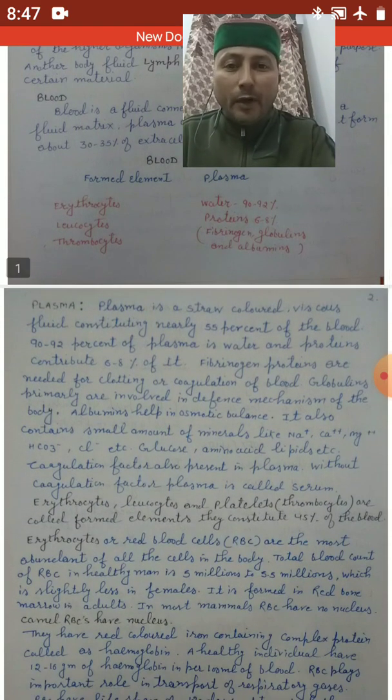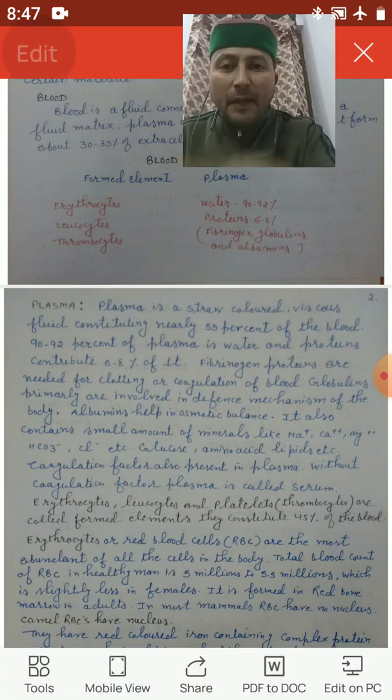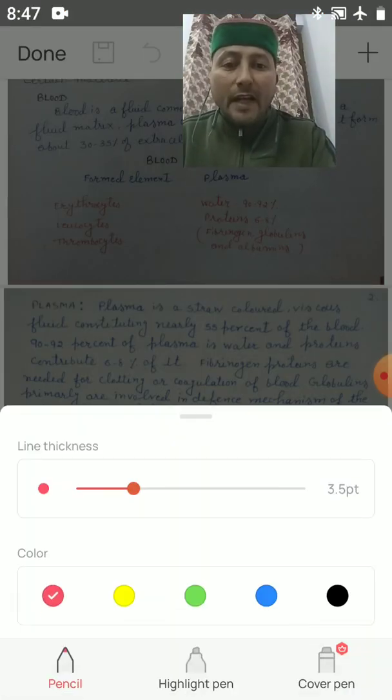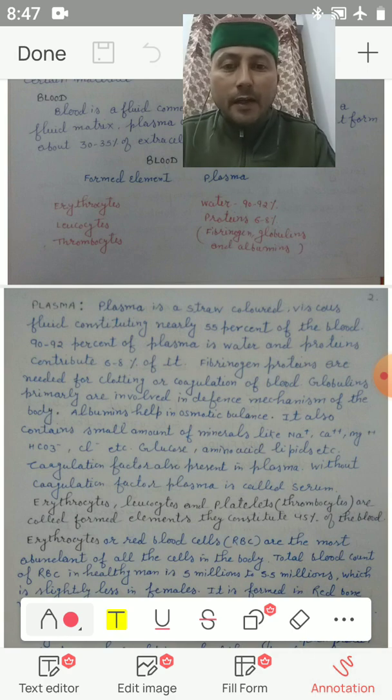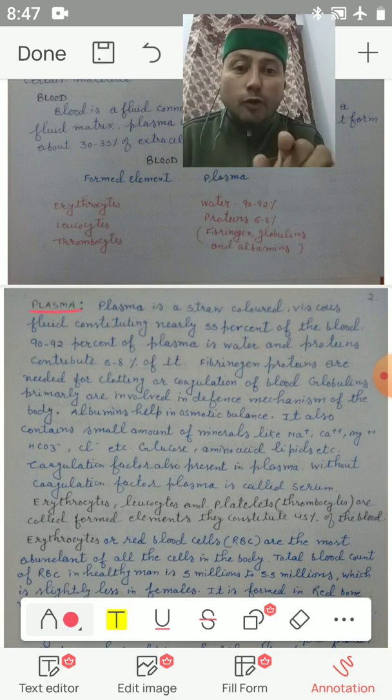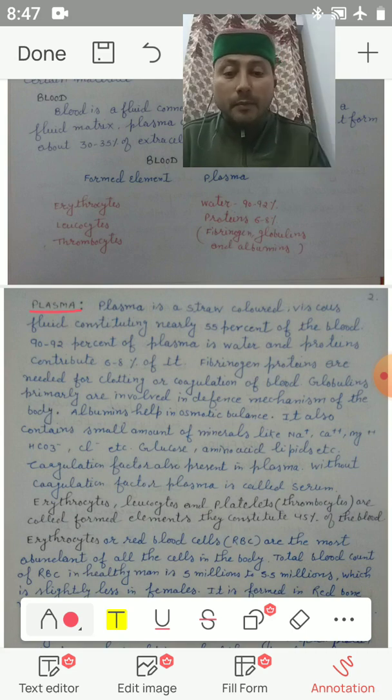So let's have more discussion on plasma. When I am talking about plasma, simply I am saying plasma is a straw-colored viscous fluid. Plasma is a straw-colored viscous fluid and constitutes nearly 55% of the blood.